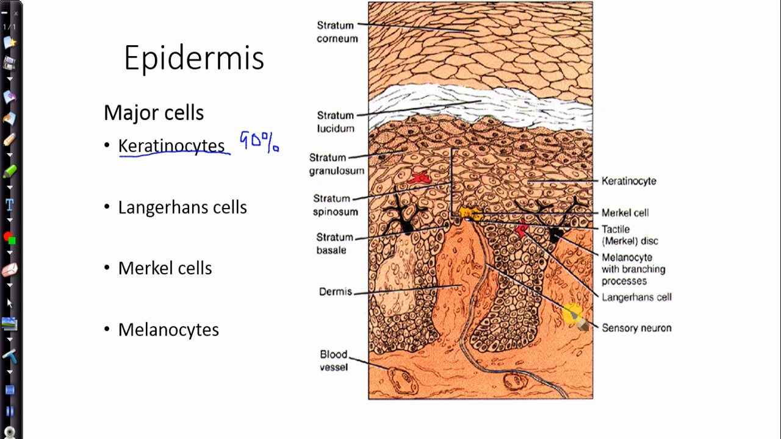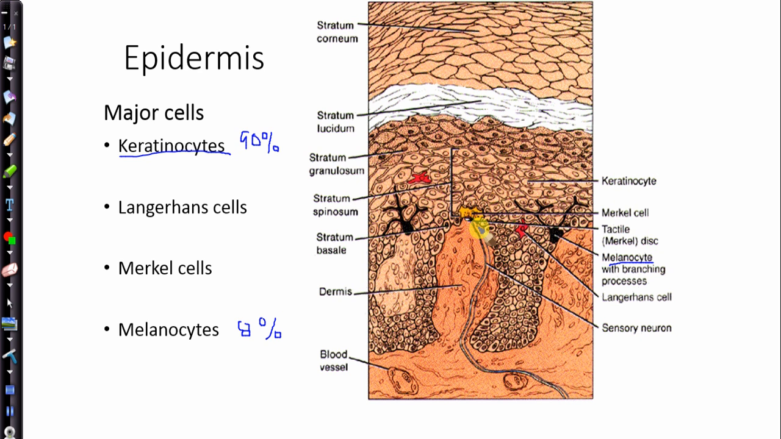About 8%, and the numbers really aren't critical for us, but I'll give it to you anyway here, just so you recognize it. 8% of the cells are represented by these, the melanocytes. The melanocytes, these black branching cells, are going to produce melanin. In this case, we're talking about a brown-black pigment that contributes to skin color, hair color, and it does help protect us against UV radiation, and we'll look at that more in a moment.